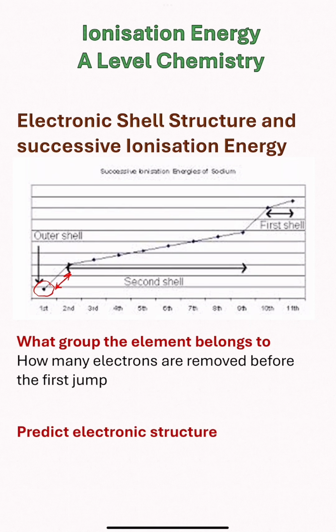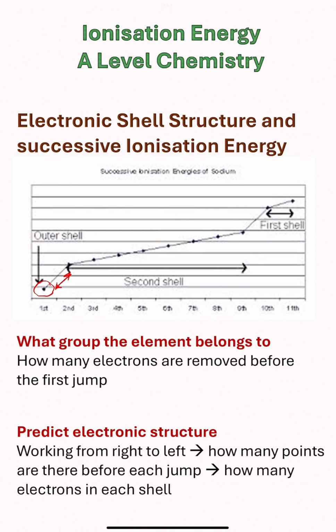We can also predict the electronic structure for any element, and this is when we look at the successive ionization energy and start working from the right to the left. So now you need to count how many electrons are removed before each jump. Let's have a look at sodium. There are 2 electrons removed first, and then we have the first jump here, which means the first energy level has 2 electrons. And then we have 8 electrons before the second jump. So the second shell has 8 electrons. And then finally, we only have 1 electron, which means the outer shell has 1 electron. So now we can predict the electronic structure for sodium as 2,8,1.